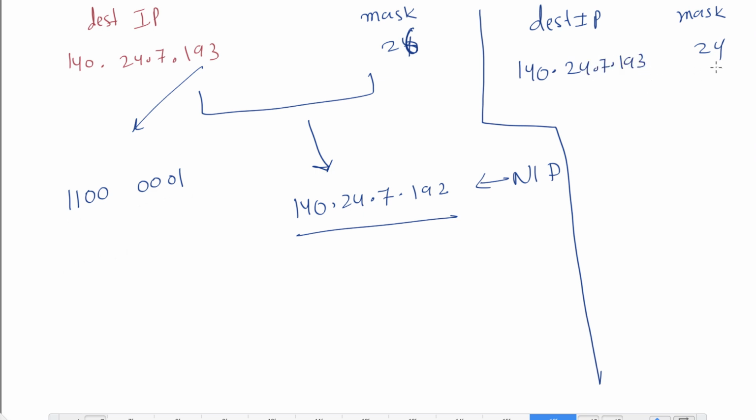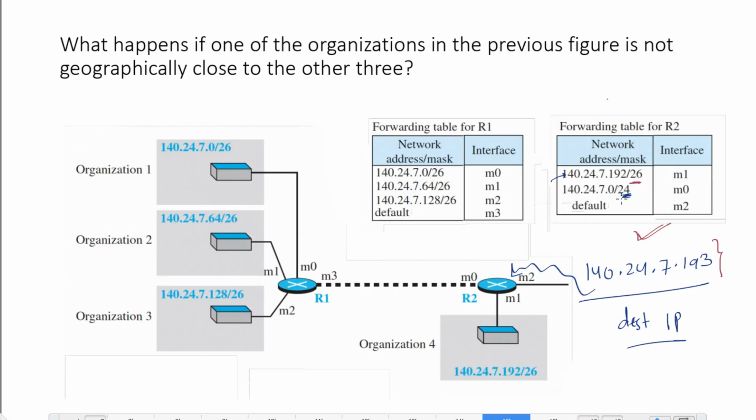140.24.7.193. If we apply this mask of 24, then what we are going to have is 140.24.7.0, because 24 bits are this and everything is 0 for the network ID. So you are going to have this. Is this matching with my network ID? Yes, this is also matching with my network ID. You see a problem? Two things are matching with my network ID. This is also matching, this is also matching. Now in this case, what to do if two entries are matching? This is my question.